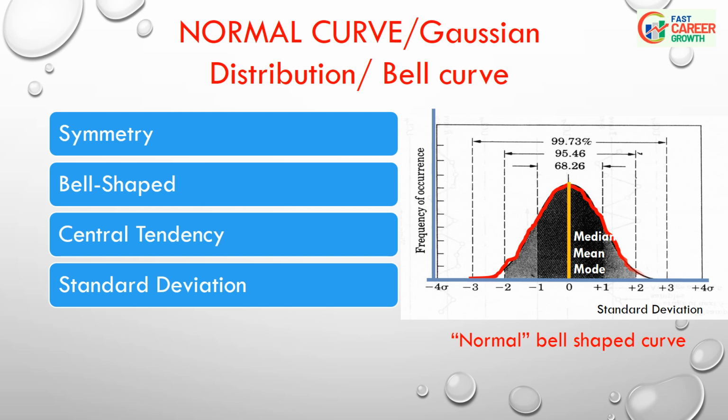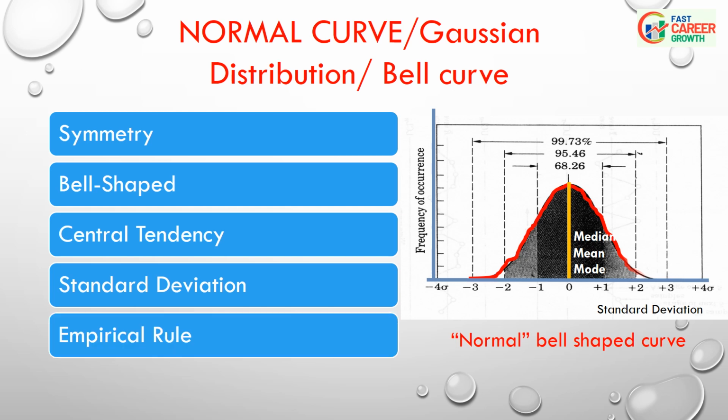Fifth characteristic is the empirical rule. The normal curve follows the empirical rule, also known as the 68-95-99.7 rule. This rule states that approximately 68% of the data falls within one standard deviation of the mean. Approximately 95% of the data falls within two standard deviations of the mean. Approximately 99.7% of the data falls within three standard deviations of the mean.